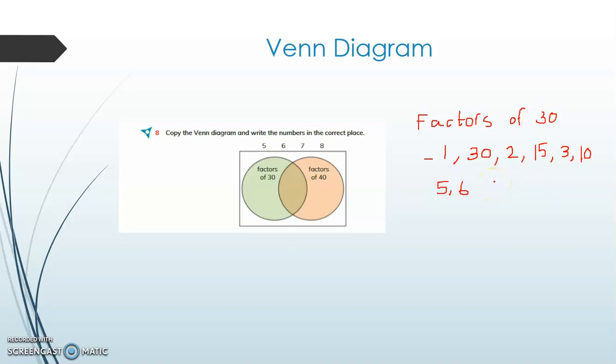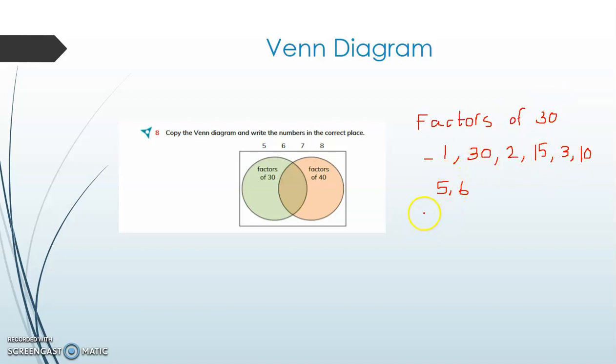Now 7, 8: 7 does not come in the multiplication table of 30. 8 does not come in the table of 30. 9 does not come in the table of 30. So 7, 8 and 9 are not factors. So these are the factors of 30: 1, 2, 3, 5, 6, 10, 15 and 30.